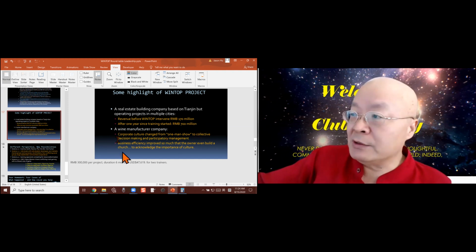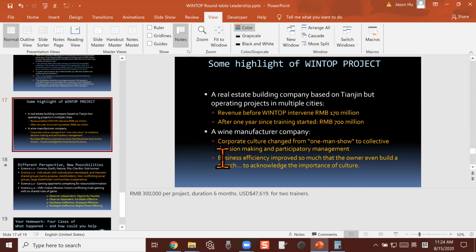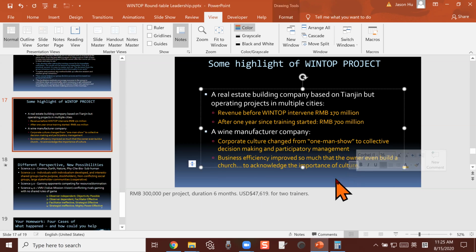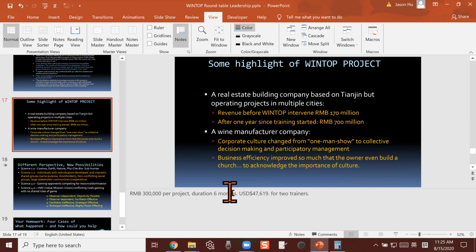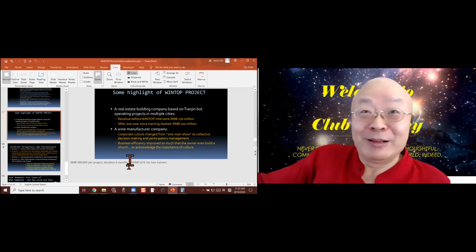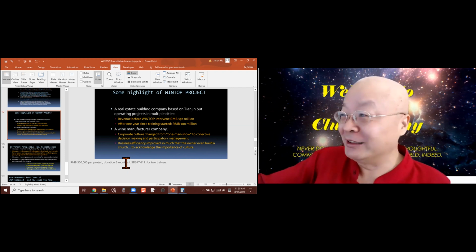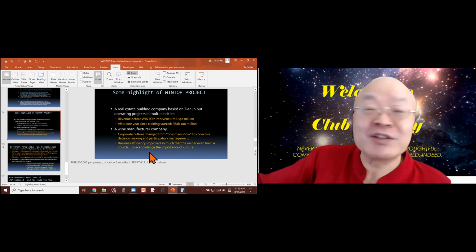Another real example is a wine manufacturer. They had a very bad cooperative culture before we intervened, running on a one-man show style of big boss management. Then they learned collective decision-making and participatory management, and the whole team got a boost. Their business efficiency improved so much that the owner even built a church. Can you believe? He built a church in his mountain to acknowledge the importance of culture.